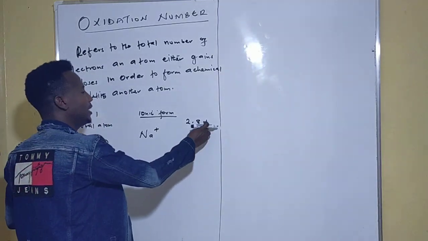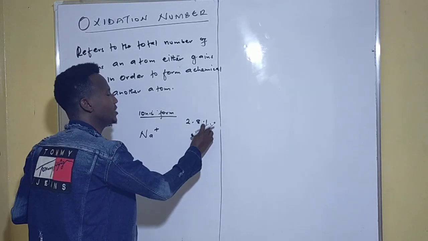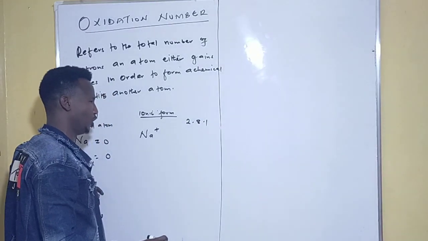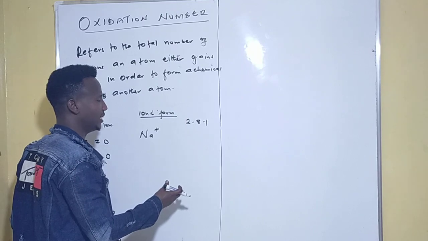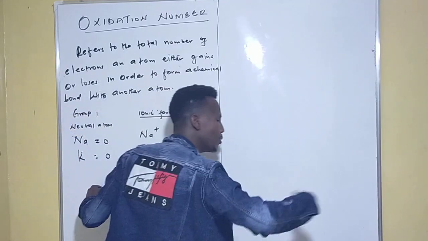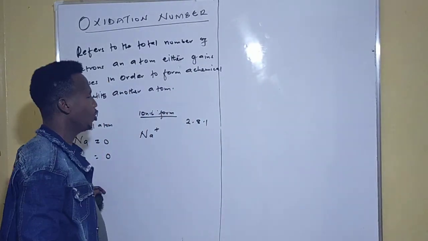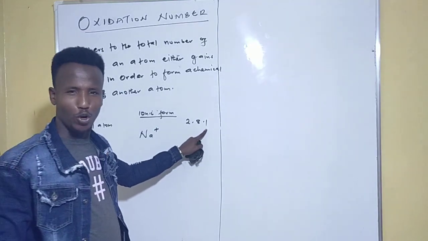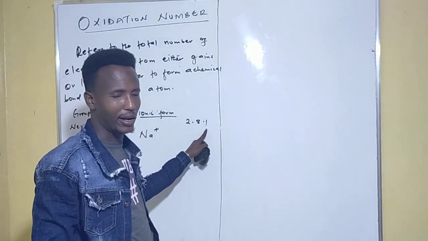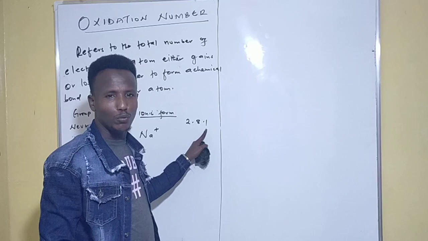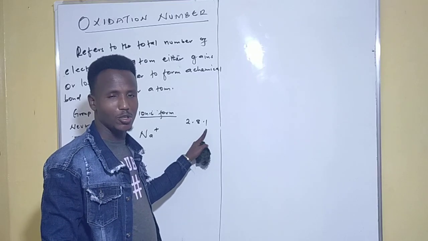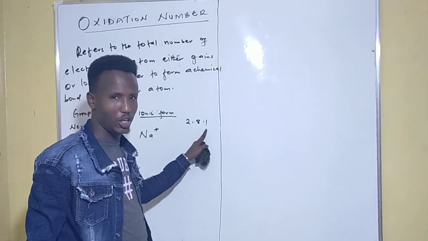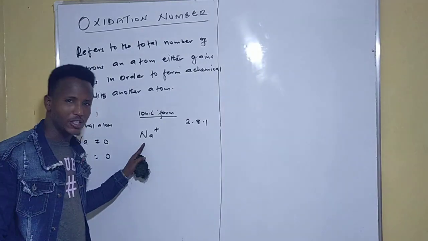Sodium has a single valence electron in its outermost energy level. To form its ion, the energy required to bring in more electrons is much more than the energy required to remove this single valence electron. Therefore, sodium forms its ion by losing the single valence electron in its outermost energy level, and therefore the sodium ion is written like this.